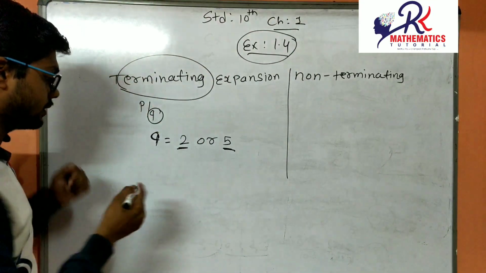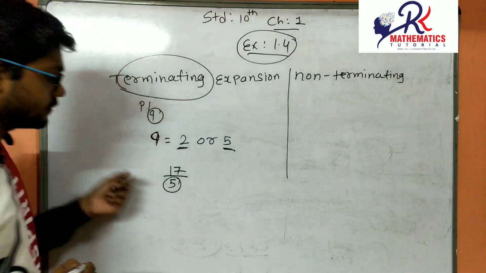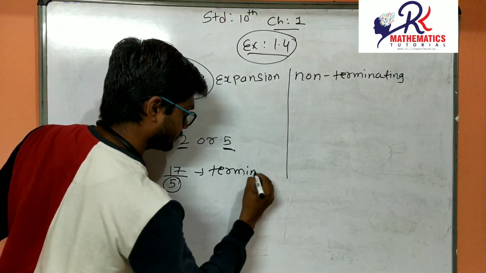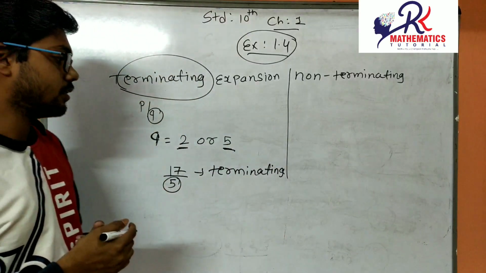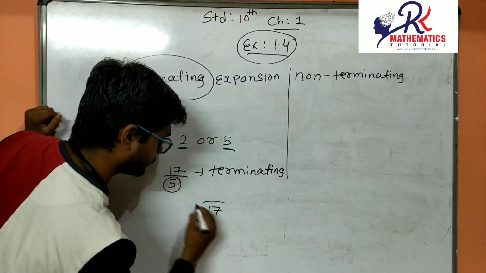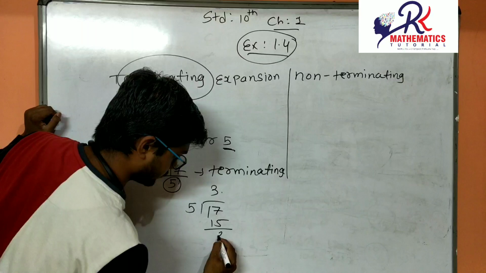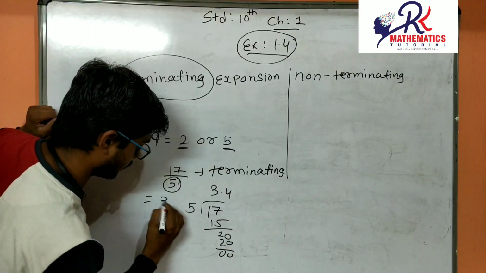Now take an example. Suppose the number given is 17 by 5. Here q is 5, so we can say it is a terminating number. A terminating number is always going to end. Suppose we divide this by 5: 5 3s are 15, 5 4s are 20. So your answer is 3.4.